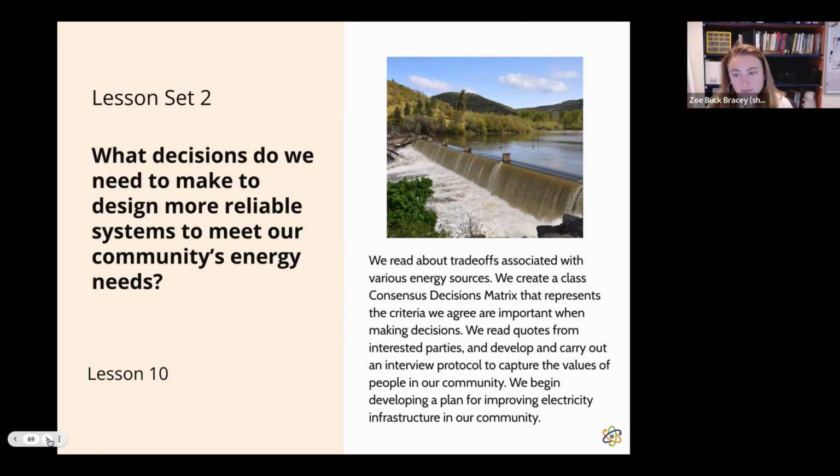So we're going to read quotes from interested parties, and then we're going to develop and carry out an interview protocol to capture the values of people in our own community. So we're going to do a much more structured interview than we did in lesson 1, where we actually think about what do we want to ask people about, what do people value. We now know a lot about engineering design, so what are the constraints that people care about, that kind of thing. We're going to capture that with this interview protocol. And we're going to begin developing a plan for improving electricity infrastructure in our community and what we want to advocate for.